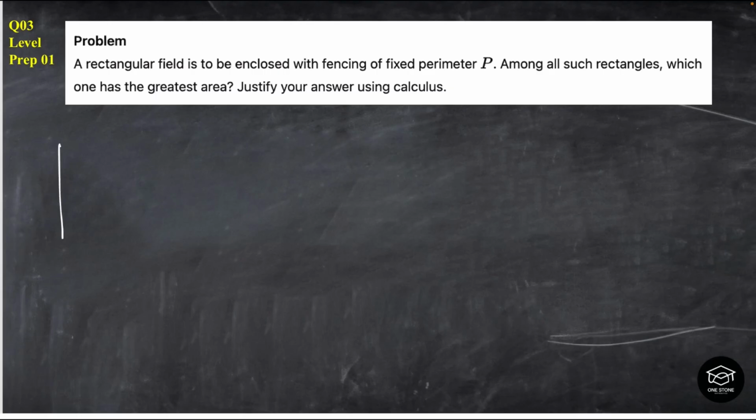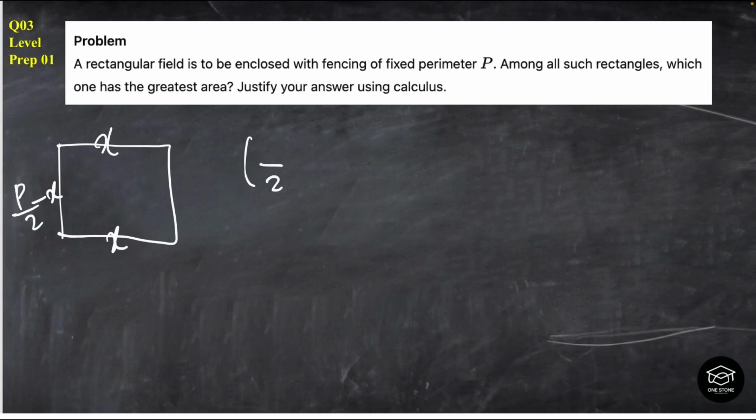Let one side of the rectangle be x. Then the other side must be p over 2 minus x, because the sum of the two sides must equal half the perimeter. The area is base times height, so the area function is A of x equals x times the other side, which is p over 2 minus x. Multiplying out, this becomes p over 2 times x minus x squared.